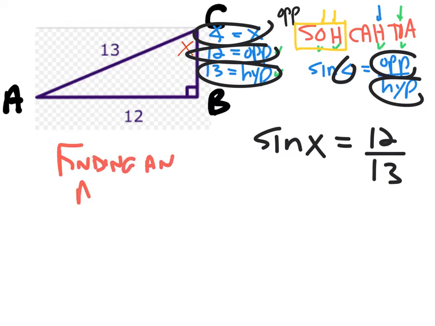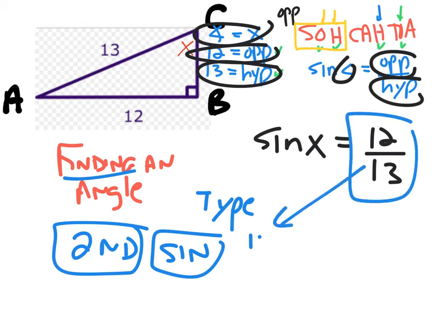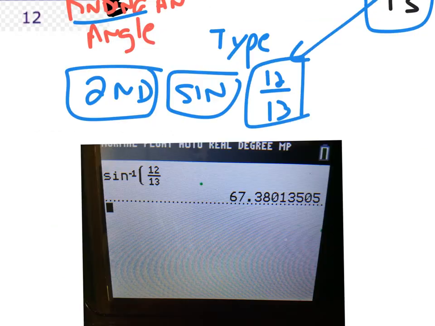So what you do when you're finding an angle is you simply type in the fraction. So we're going to go second sine. Anytime you're finding an angle, you press the second button first. So here we're going to do second sine and then the fraction 12 over 13. When we do that, we get 67.38.